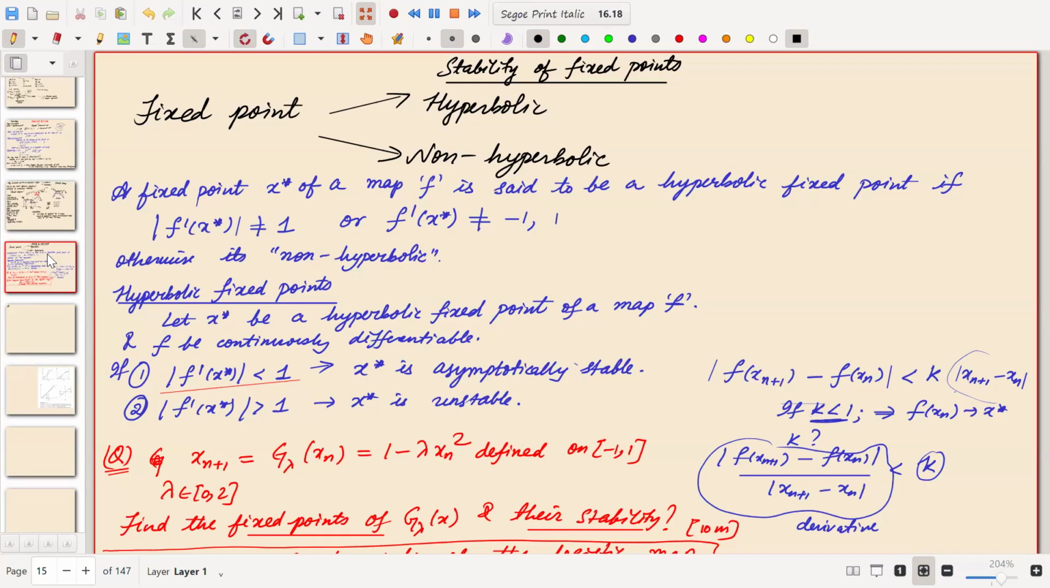You can see the definition here. A fixed point x star of a map f is said to be a hyperbolic fixed point if the absolute value of the derivative of the function at the fixed point is not equal to 1. That means f prime of x star is not equal to -1 or 1. Then it is known as a hyperbolic fixed point, and we are interested in those. So what happens if they don't satisfy this condition? Then they are known as non-hyperbolic fixed points, which are a bit of a special case that we will consider in today's class.